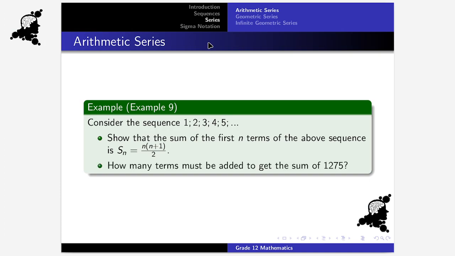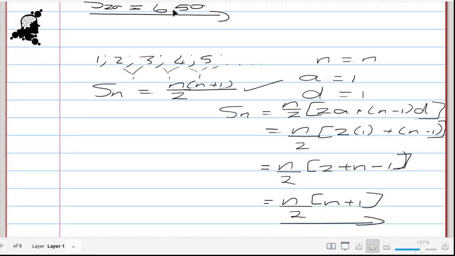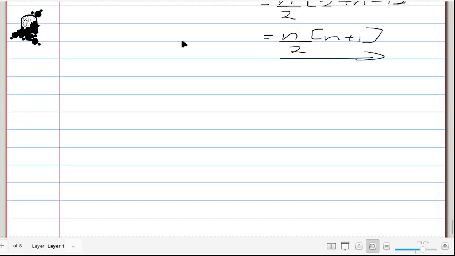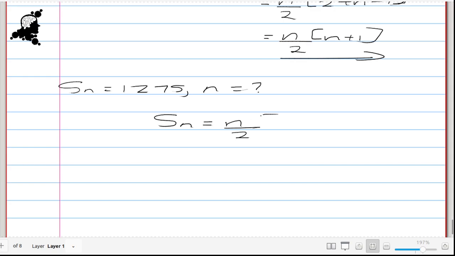How many terms must be added to get the sum of 1,275? Okay. So that 1,275, that's Sn. So Sn is equal to 1,275. We still do not know what the value of n is. We need to calculate the value of n. So Sn is equal to n over 2 into n plus 1. 1,275 is going to be equal to n over 2 into n plus 1.